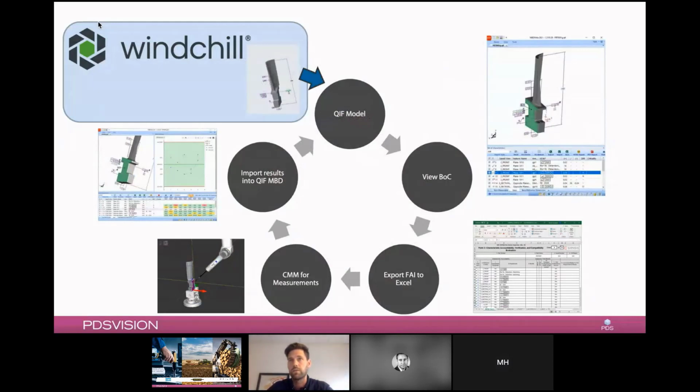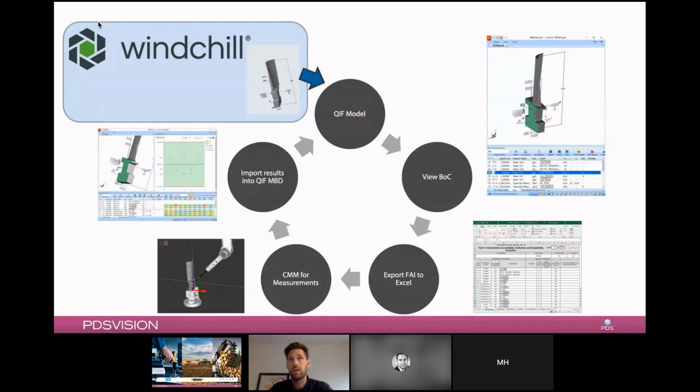The bill of characteristics can be exported and used in the first article inspection, and the measurement machine can use this information and report it back to the QIF model, and we can see how well we meet the requirements that are defined inside our MBD models. So this specific process is driven from CAPVIDIA, that can leverage the Creo model.